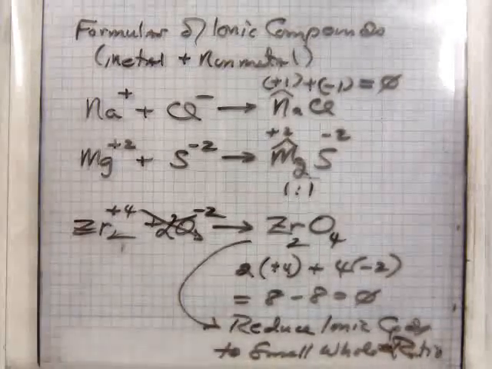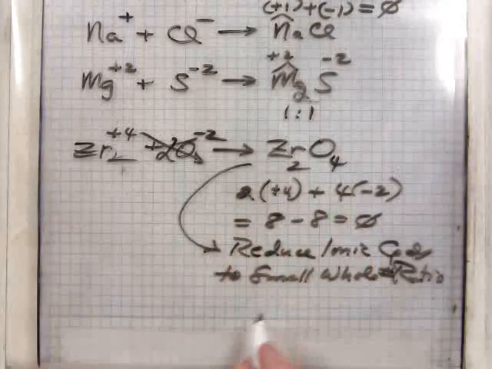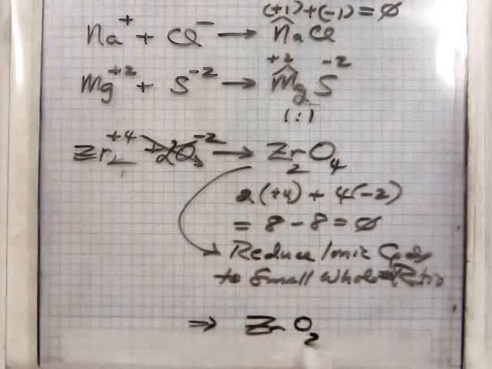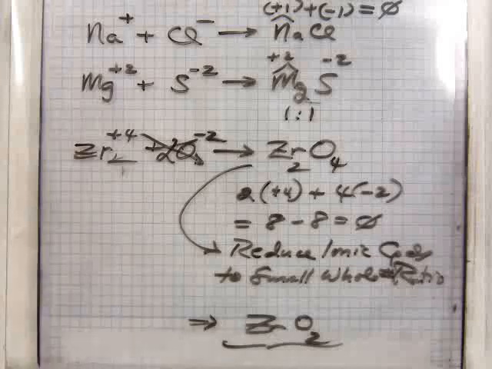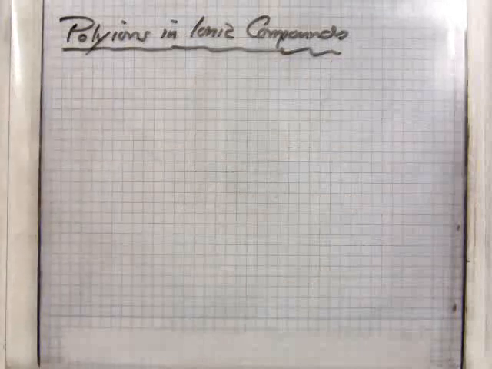And so the correct formula for the zirconium oxide would be ZrO2. That's the correct formula, and because it's an ionic compound, metal and nonmetal, it reduces to the smaller whole number ratio. So now we look at polyions in ionic compounds.